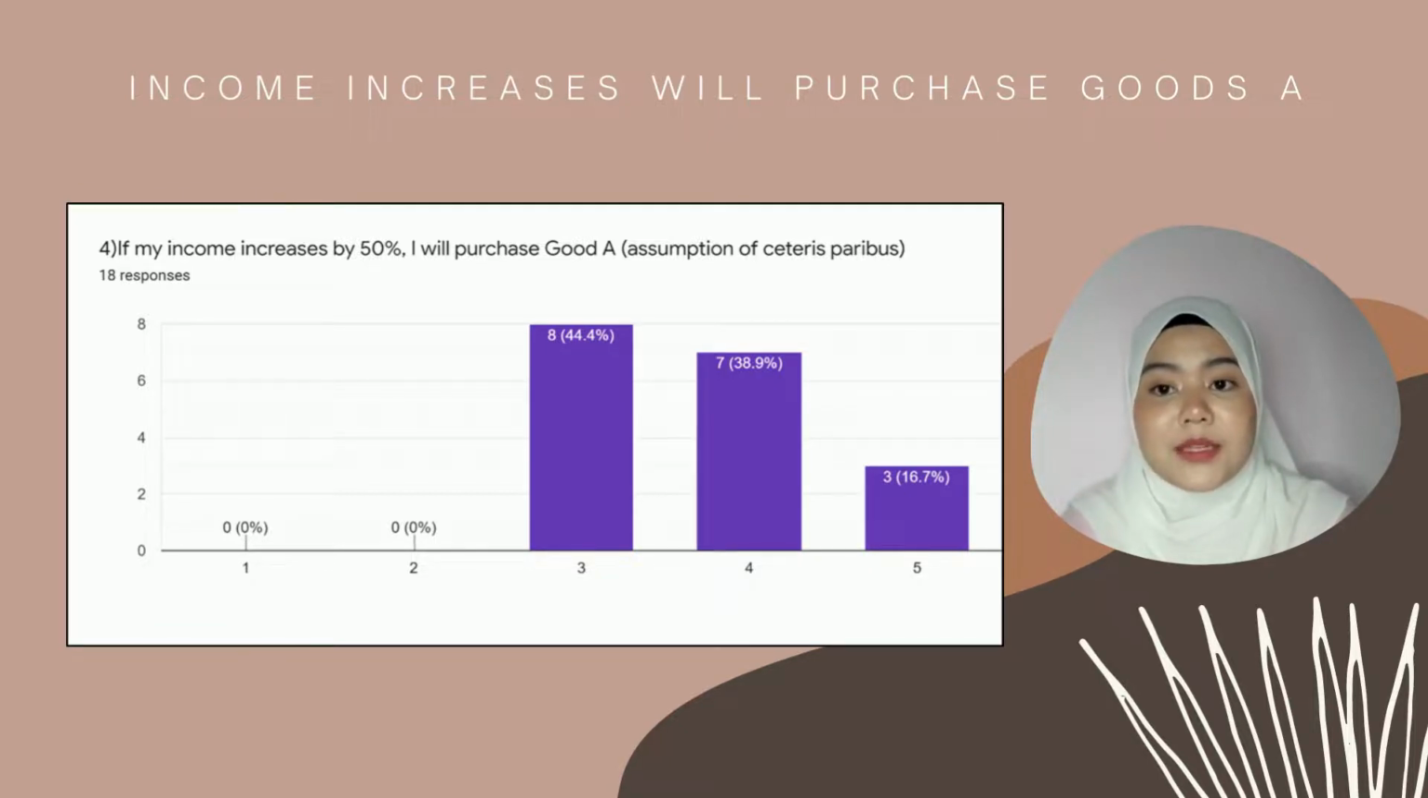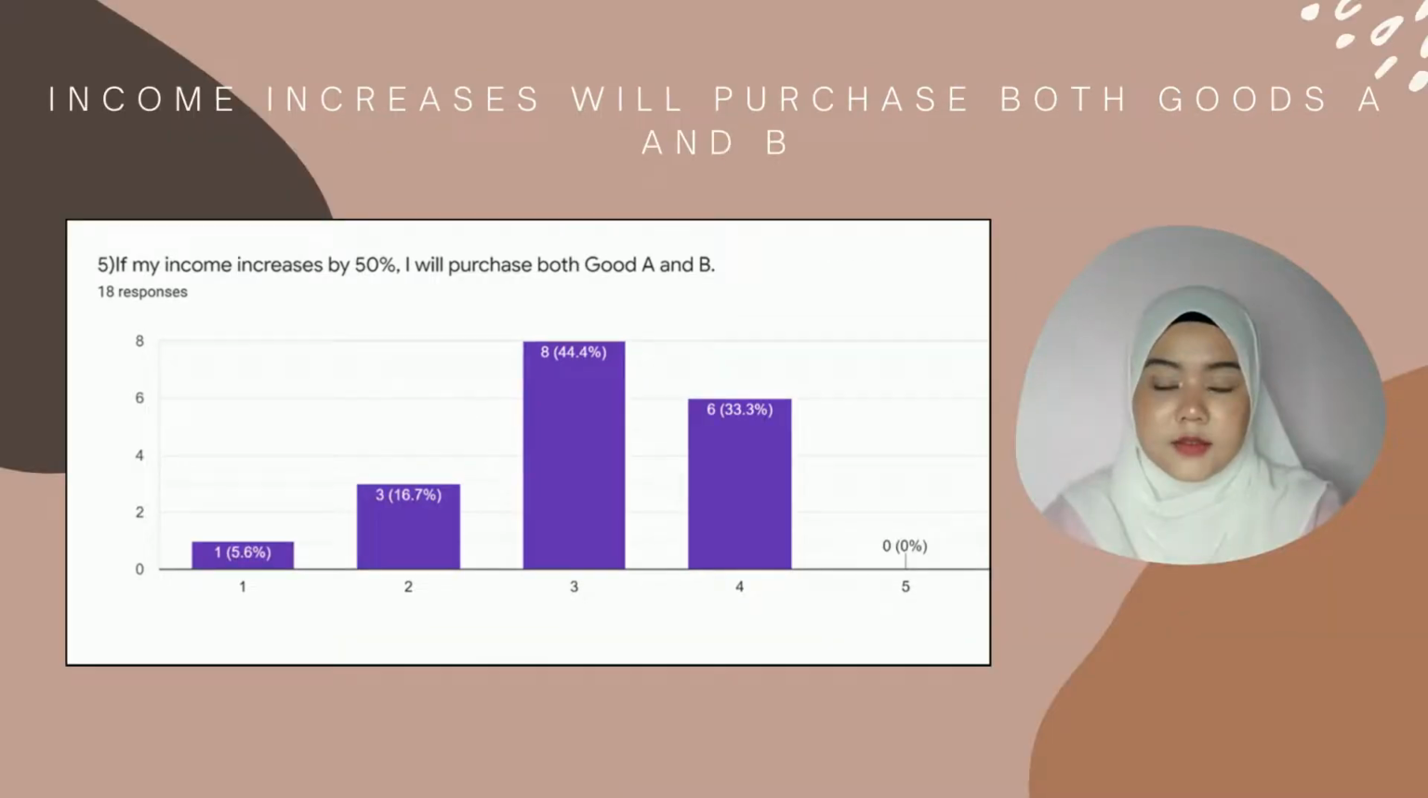This may happen because an increase in income will cause the demand for ordinary goods to increase. It can happen that item A is a consumer desire item marked strongly agree, and when there is an increase in income, the consumer decides to buy it. Now we're on the last data. This last graph shows the scale of the study related to: if my income increases by 50%, I will buy both items A and B.